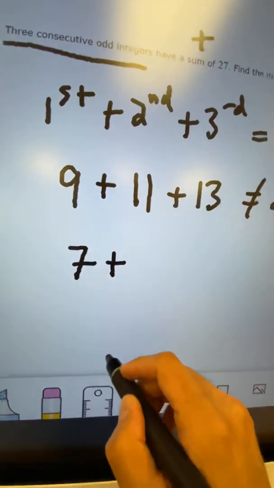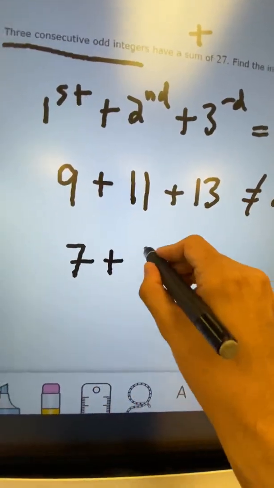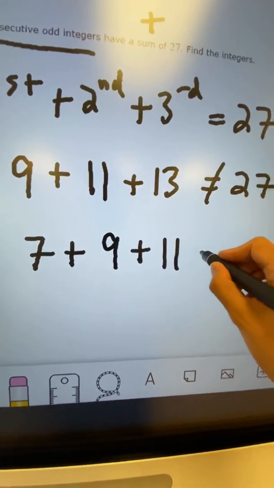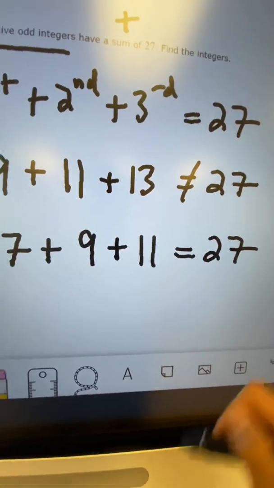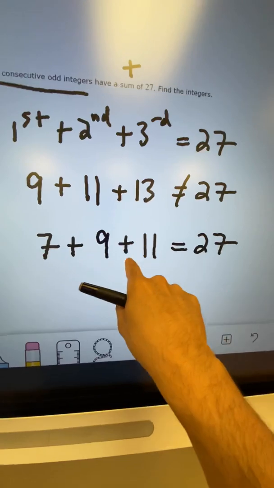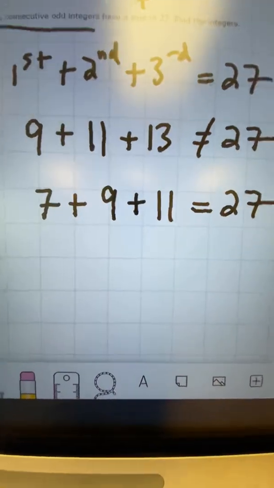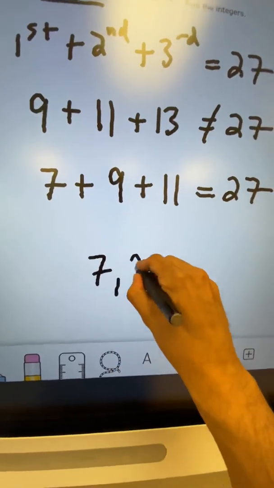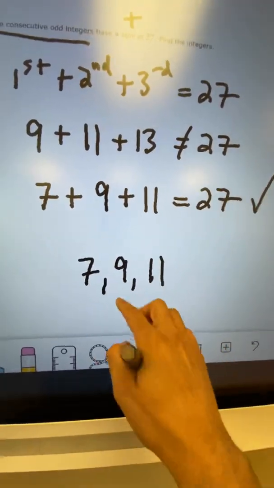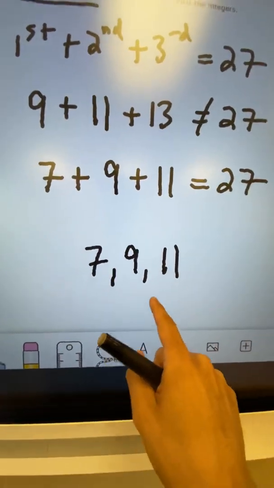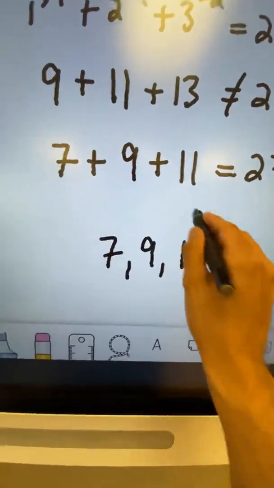So if this is 7, the next odd integer after 7 is 9, and the next odd integer after 9 is 11. So the question is, does that equal 27? I know that 7 plus 9 is 16, and 16 plus 11 is 27, so this one does work out. So I know that my three odd integers, or to be more specific, like they said, the three consecutive odd integers that add up to 27 are these three right here. So that'll be my final answer.